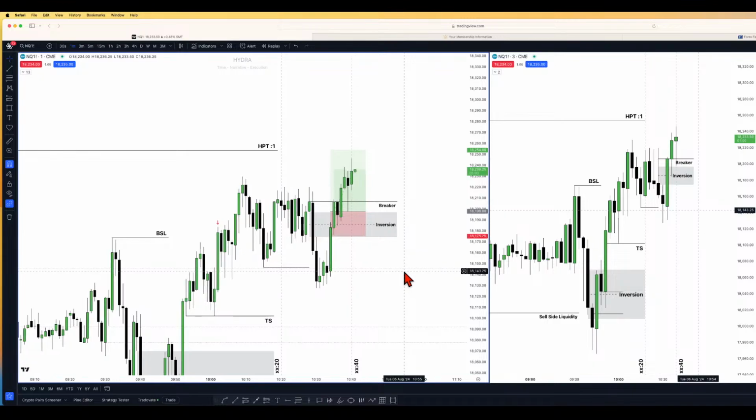If it rejects from here, I don't see the rejection. Look at the 3-minute chart. If it rejects, I don't want to hold.